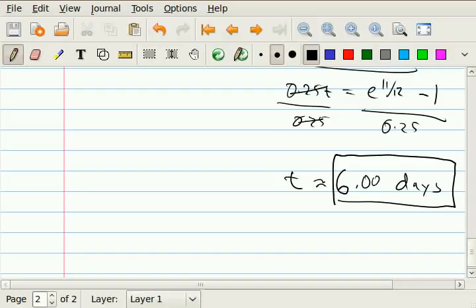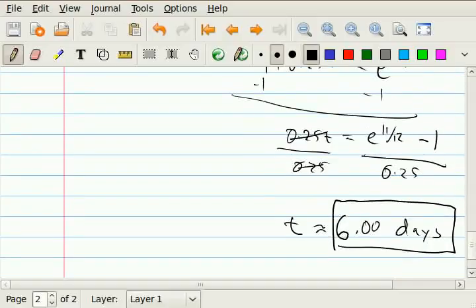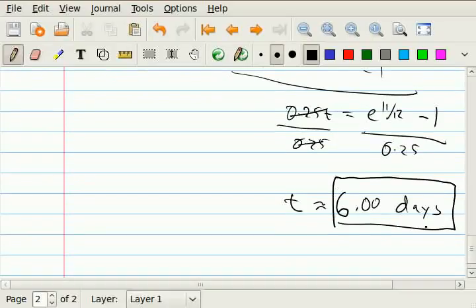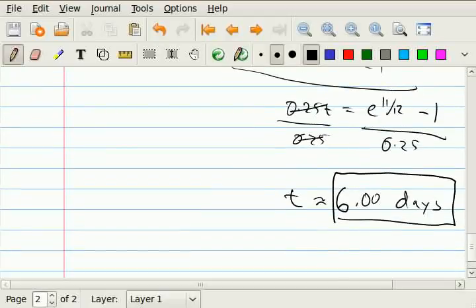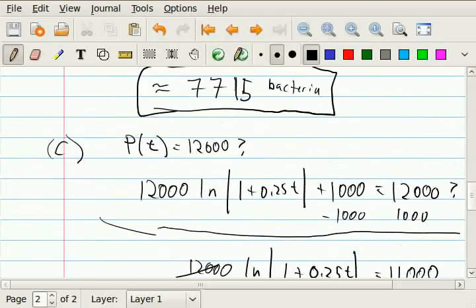I think it's just kind of a coincidence that it turns out to be about 6. It's actually 6.00376. But in any case, that answers the question. After about 6 days, the population will be 12,000.